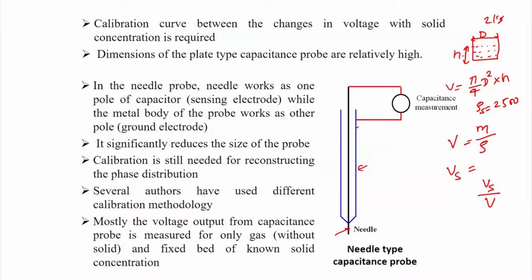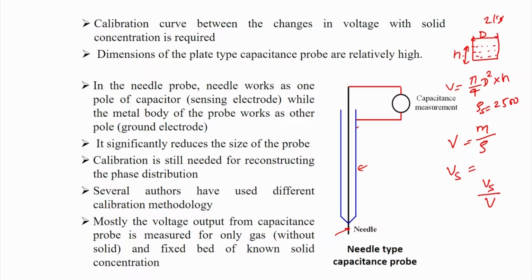But as we know, making a bed of a known concentration is very tough. It is very difficult unless you depend on another technique, so it is almost negligible that you can do it. Therefore, the calibration becomes a major stoppage point, a major restricting point for the needle type or any capacitance probe. So, we need to think about the calibration, and the calibration is very critical. Okay. So, whether it is needle type or plate type, the calibration is required, you cannot go out of that.